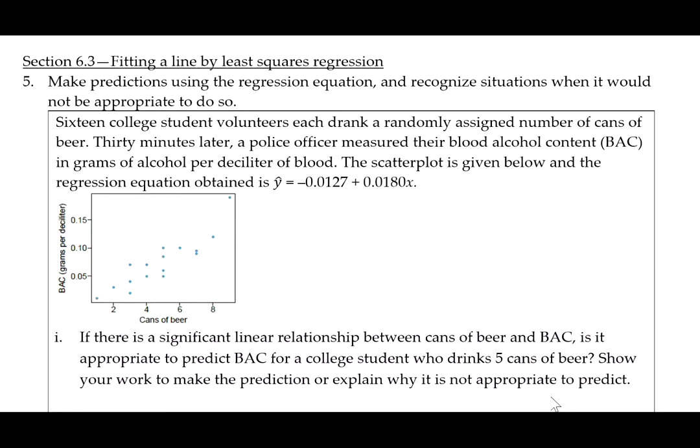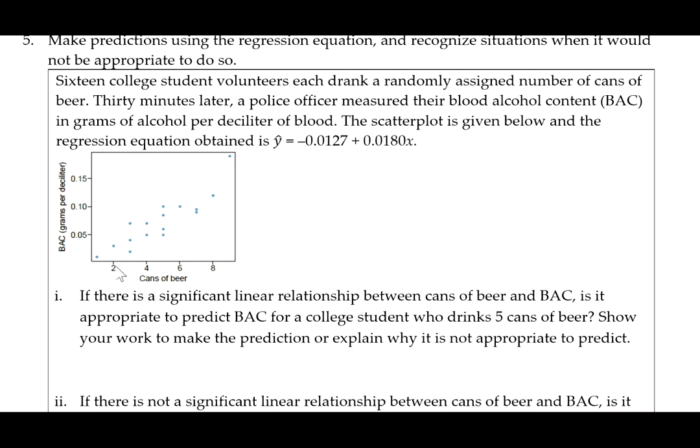Here's the scatter plot. From the scatter plot, you can see that our explanatory variable is number of cans of beer. That's our horizontal variable. And BAC is our response variable. That's our vertical variable. And you can see that there is a positive linear relationship. So we see an upward trend and a linear form.